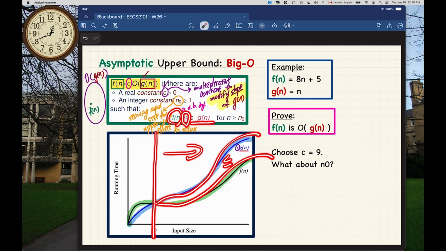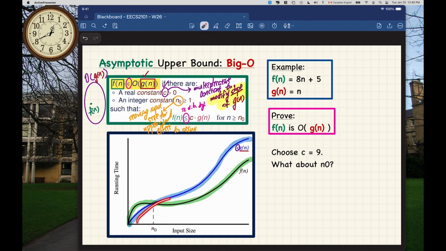So when you look at these two functions, the so-called upper bound effect does not need to be true all the time. As long as you can find some starting point n0 from where the upper bound effect is true, that will be okay. Let's now write it down.